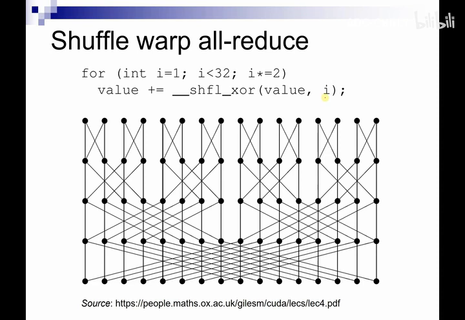What we're going to do is shuffle XOR, and the XOR requires a value that we're going to XOR with. Each thread is going to take its own lane ID and XOR it with this i over here. The i is going to be just the powers of 2: 1, 2, 4, 8, and so on. It's useful to look at the IDs of the threads in binary.